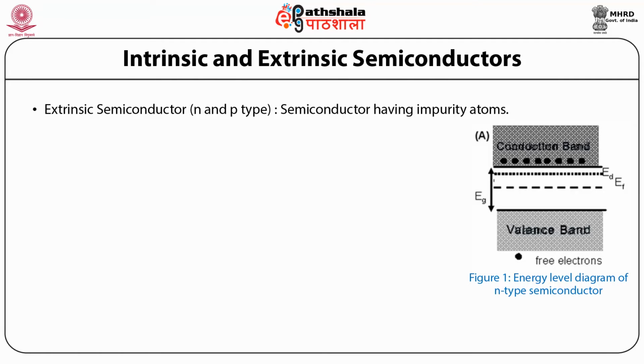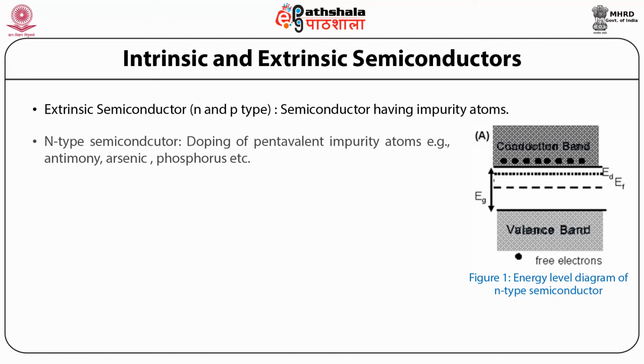Extrinsic semiconductors, N and P type. So students, extrinsic semiconductors are those semiconductors having impurity atoms. Let us first discuss the N-type semiconductor.